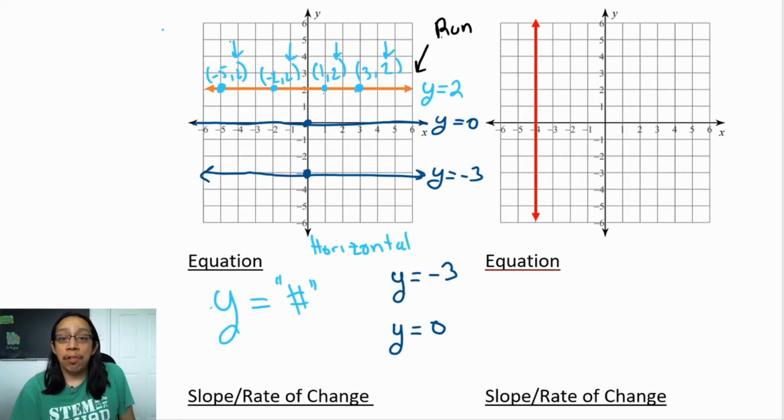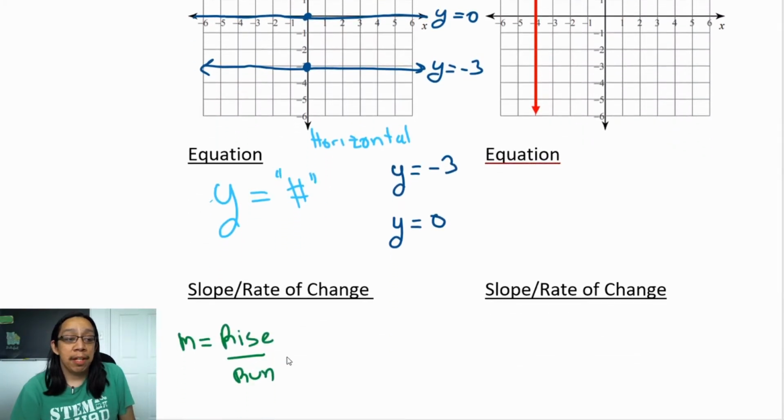So one thing you could say is that a horizontal line has a rise of 0 because it's not going up or down. It only has horizontal distance. It's just on the ground. And then the run can be pretty much anything you want. Because the rise is always going to be 0 regardless of where you are on that horizontal line, the slope of a horizontal line will always be 0 regardless of what the run is.